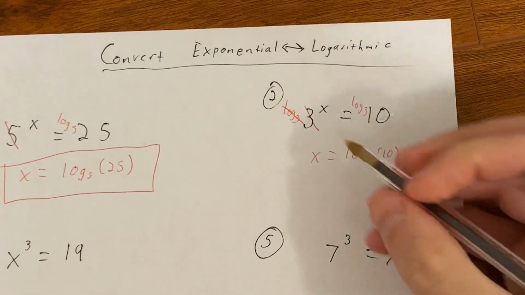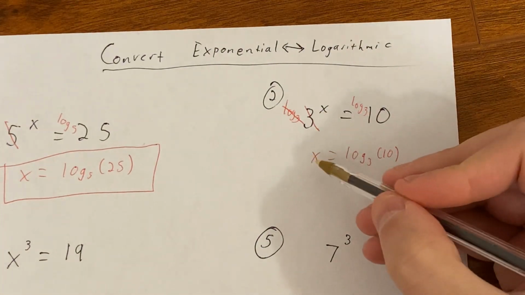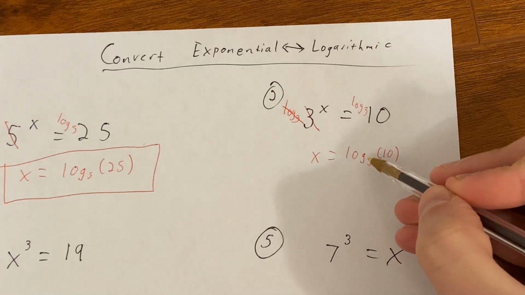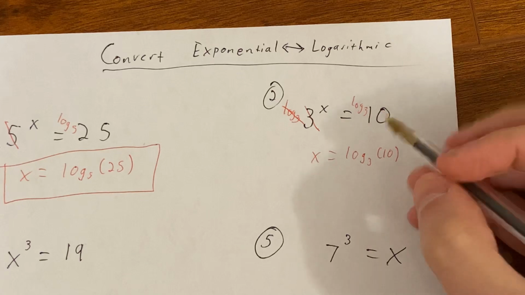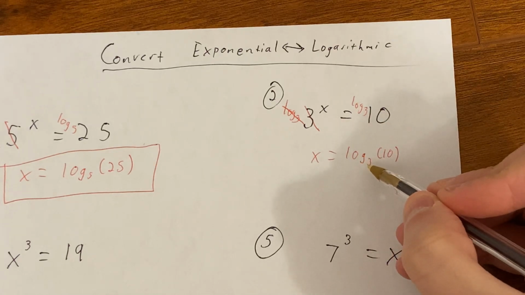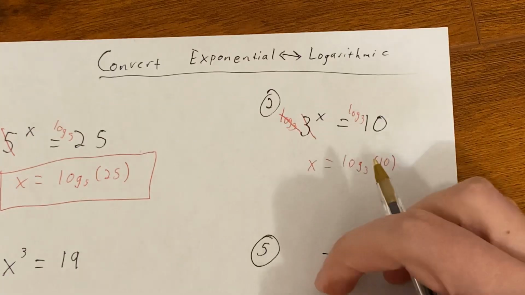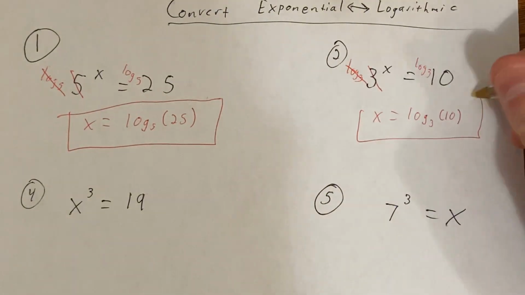Just so we're on the same page, this x is a regular x. This 3 is a little 3. It's a subscript 3. That's how it's done with logarithms. A regular log, subscript 3, a regular 10. They're on the same line. Hopefully that makes sense. But anyway, that's the answer.